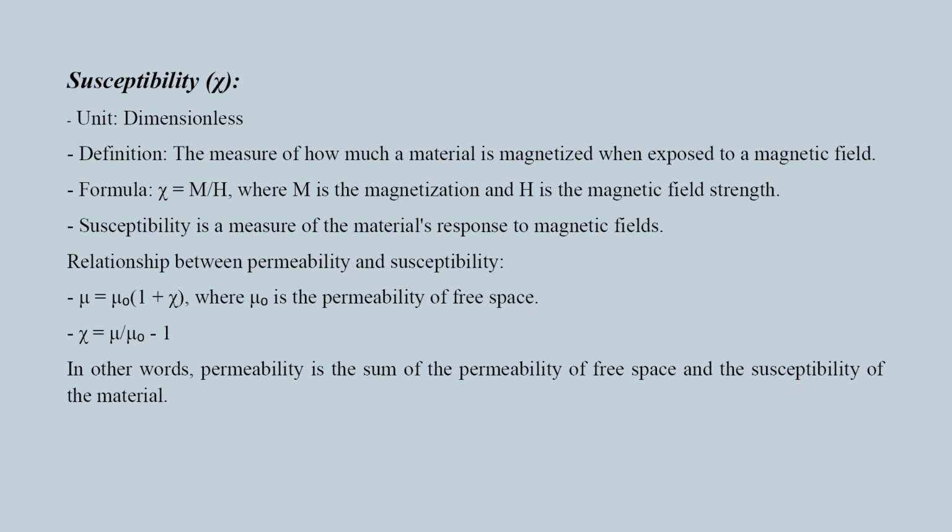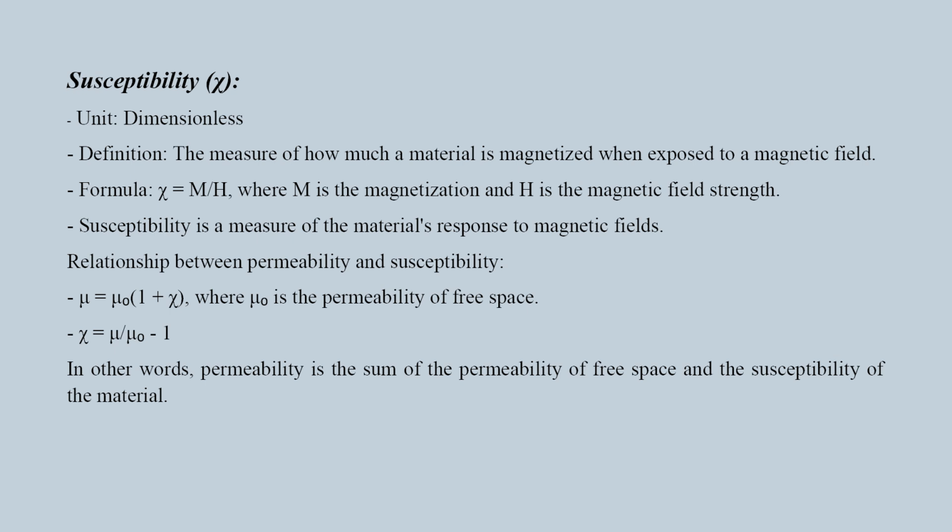Susceptibility: it is a dimensionless unit. Definition: the measure of how much a material is magnetized when exposed to a magnetic field. Formula: chi equal to M upon H, or M equal to chi into H, or M is directly proportional to H, chi is a proportionality constant, where M is the magnetization and H is the magnetic field strength. Susceptibility is a measure of the material's response to magnetic fields.